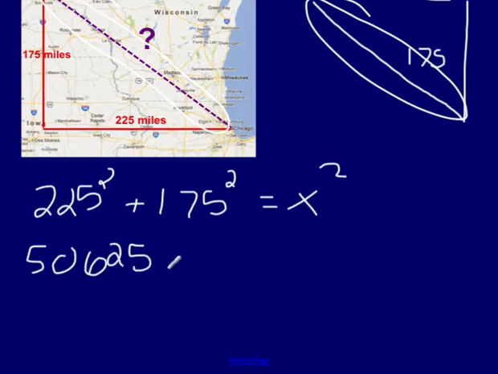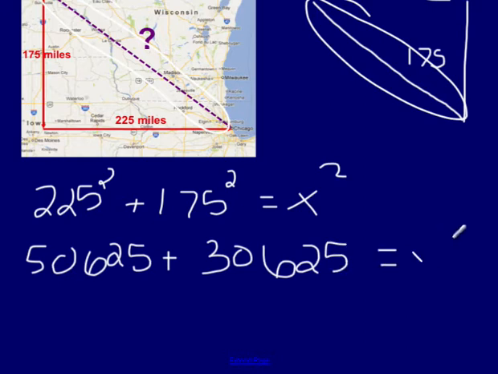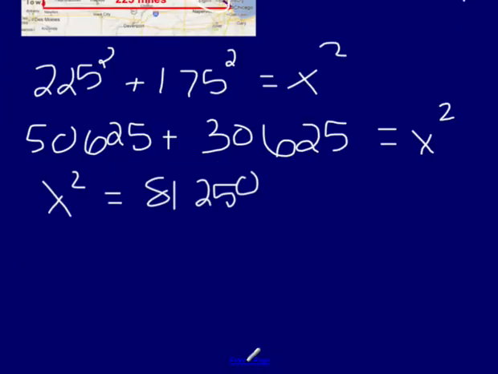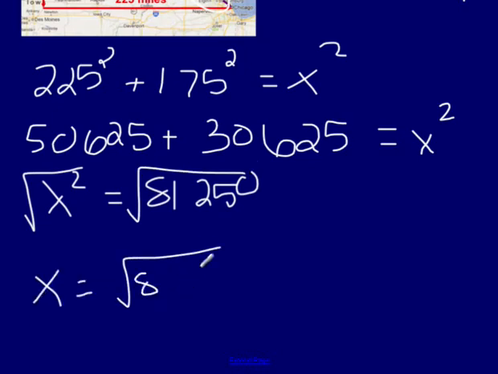50,625, and then 175 squared is going to give me 30,625, and that's going to be equal to x squared. So then I add those two together, and when I add them together, I end up getting 81,250. In order to solve for x, I'm going to need to take the square root of both sides. So x is equal to the square root of 81,250.